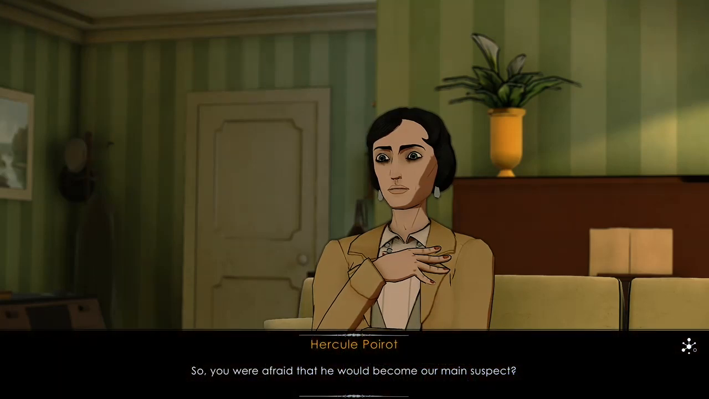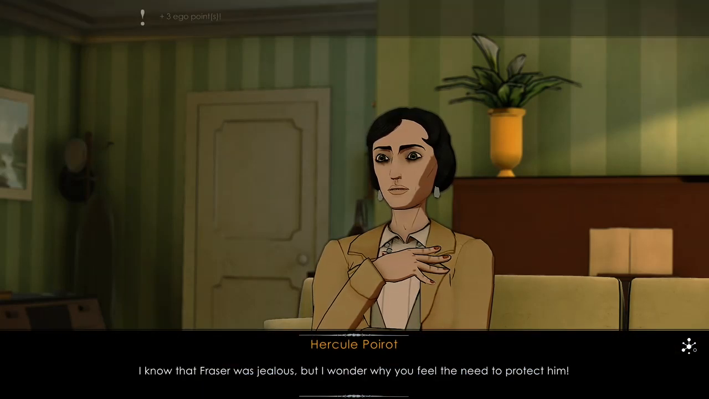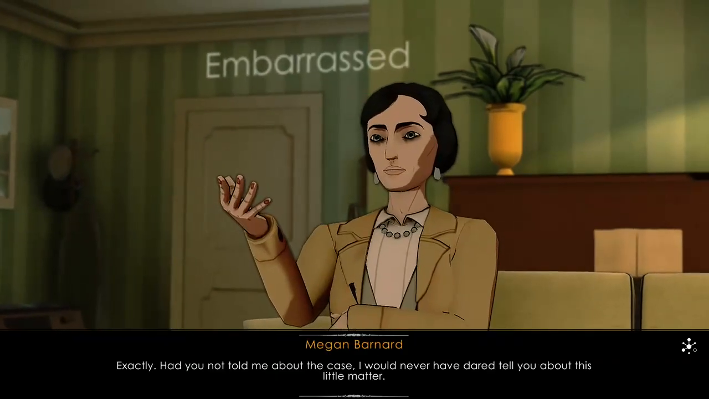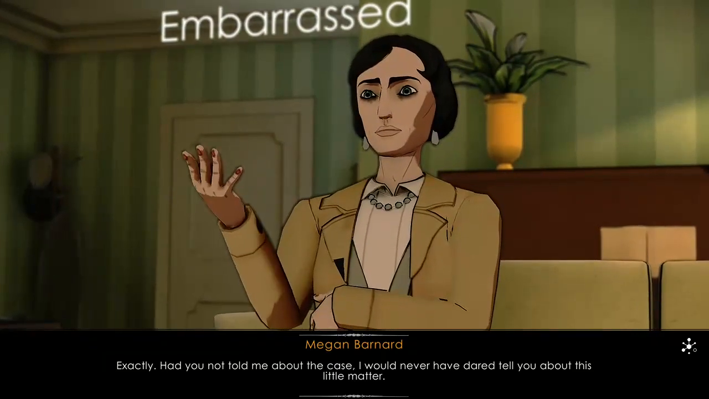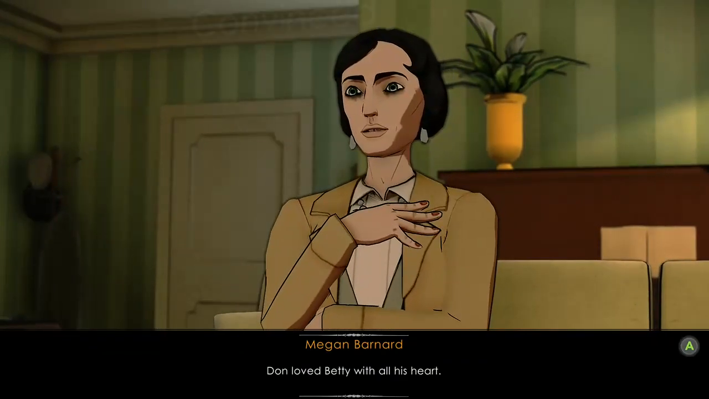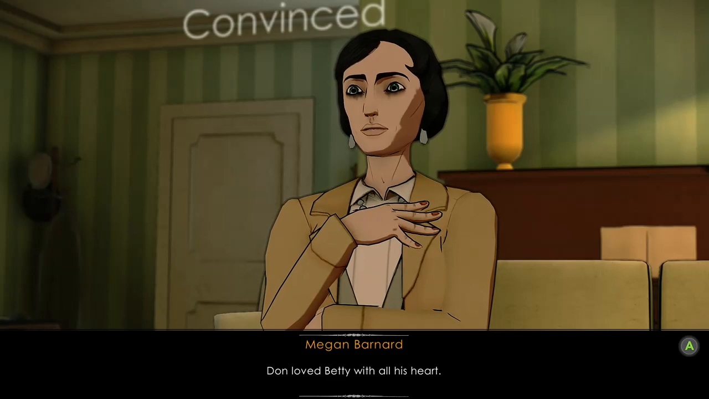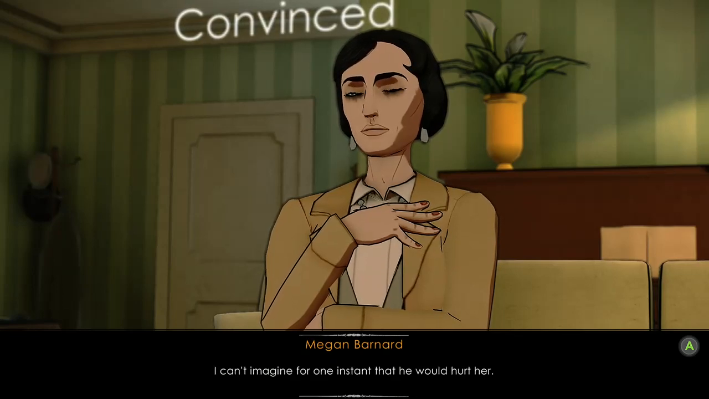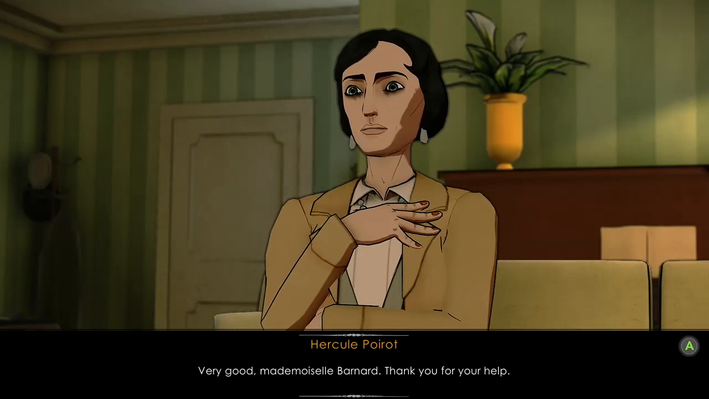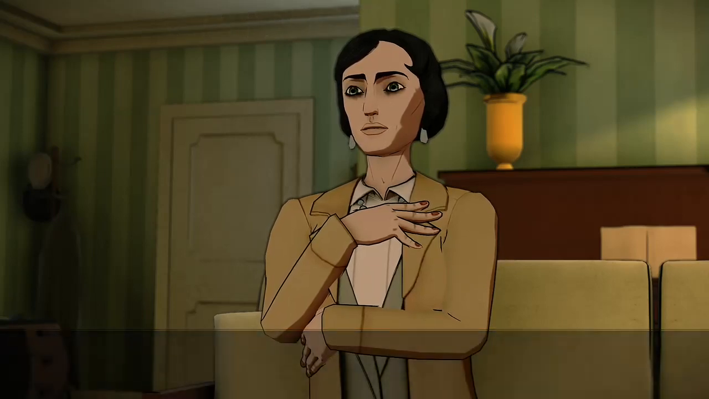So you were afraid that he would become our main suspect. I know that Fraser was jealous, but I wonder why you feel the need to protect him. Exactly. Had you not told me about the case, I would never have dared to tell you about this little matter. Don loved Betty with all his heart. I can't imagine for one instant that he would hurt her. Very good, Mademoiselle Barnard. Thank you for your help.